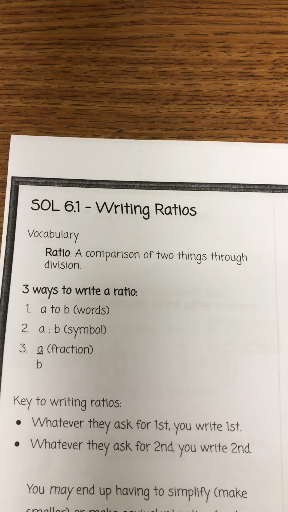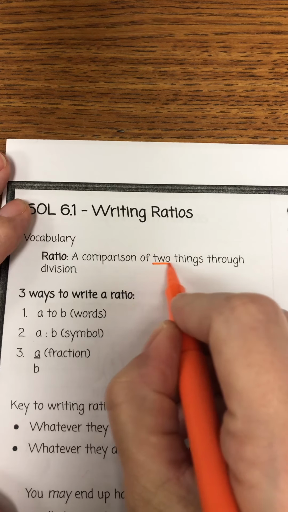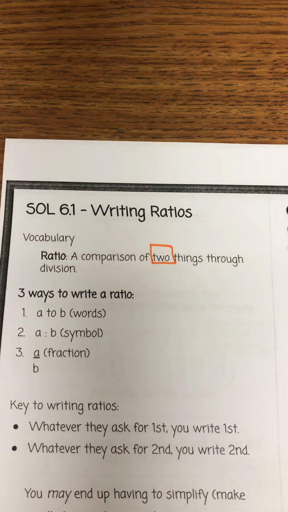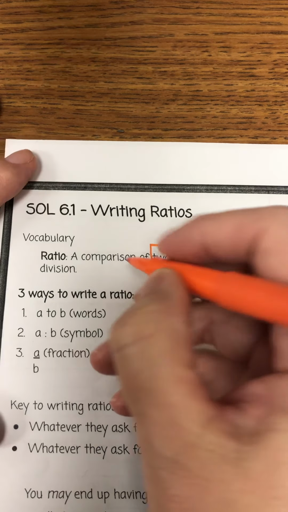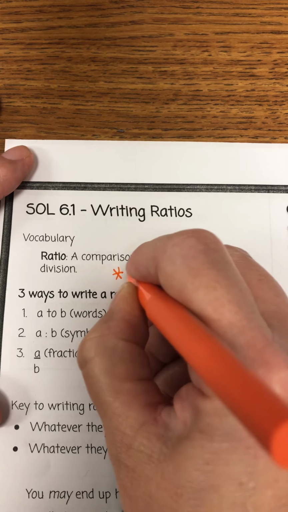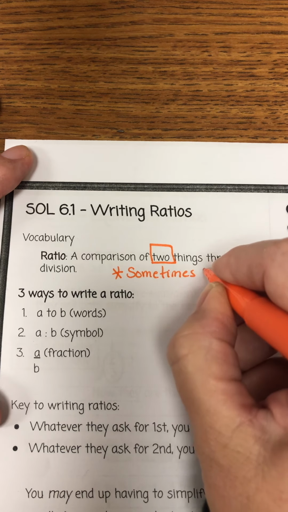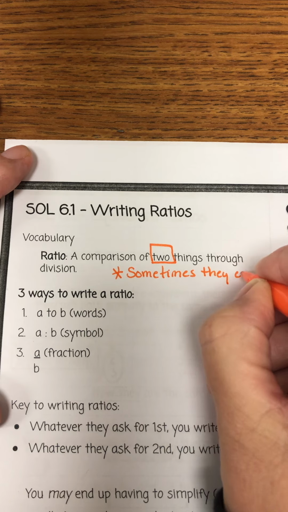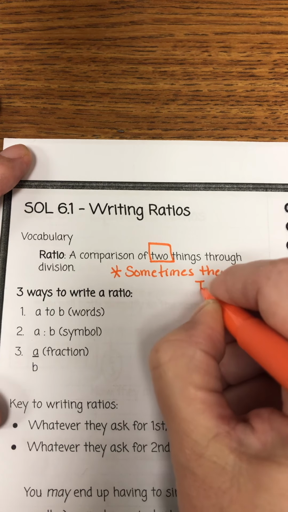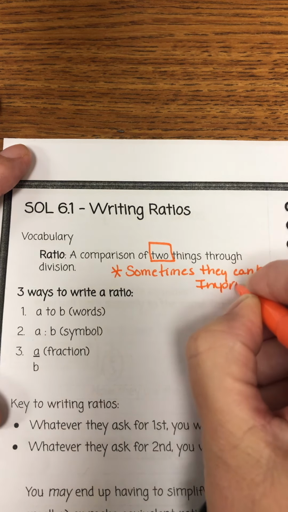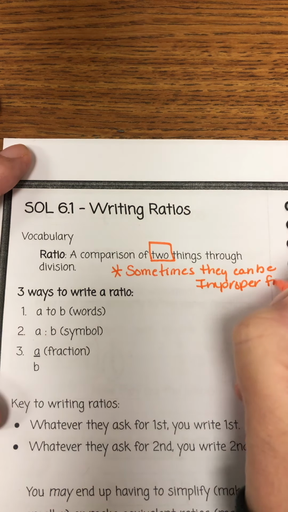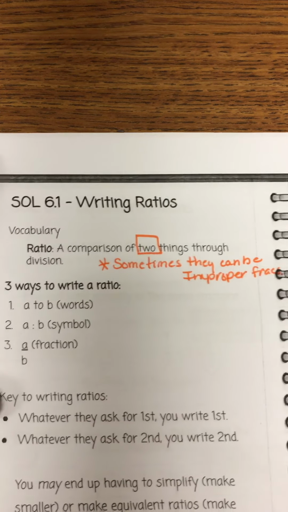Guys, so today we're going to talk about ratios, and the first thing we need to know is that a ratio is a comparison of two numbers through division. This is so important because you literally have to have two numbers. Now, that being said, sometimes they can be improper fractions. All right, so they can be improper fractions.